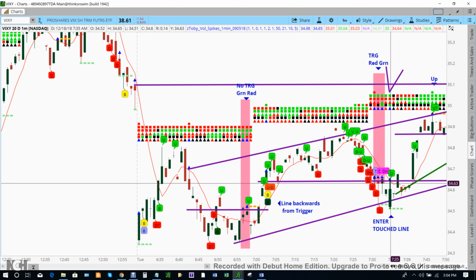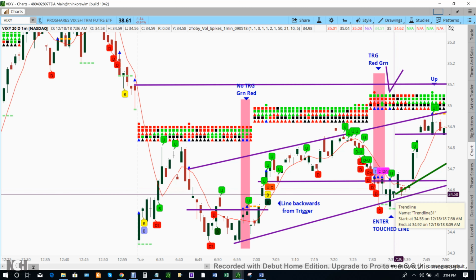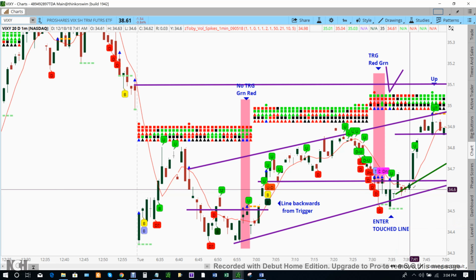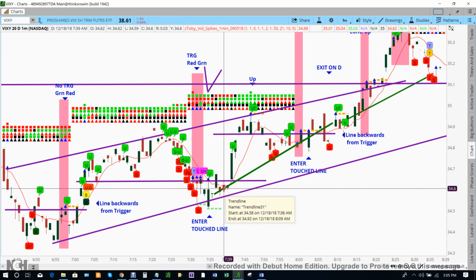So we want to enter here, but in reality we have to wait for that candle to finish. So our entry point is in reality going to be the next candle in, which is right here. So we would enter here, so I started this green line upwards. And it's going up, and we're looking for an exit sign.